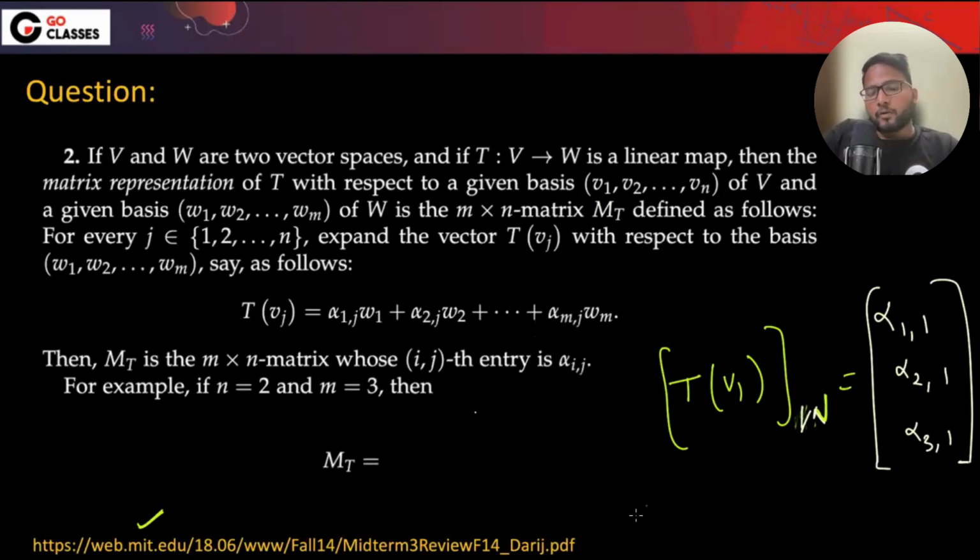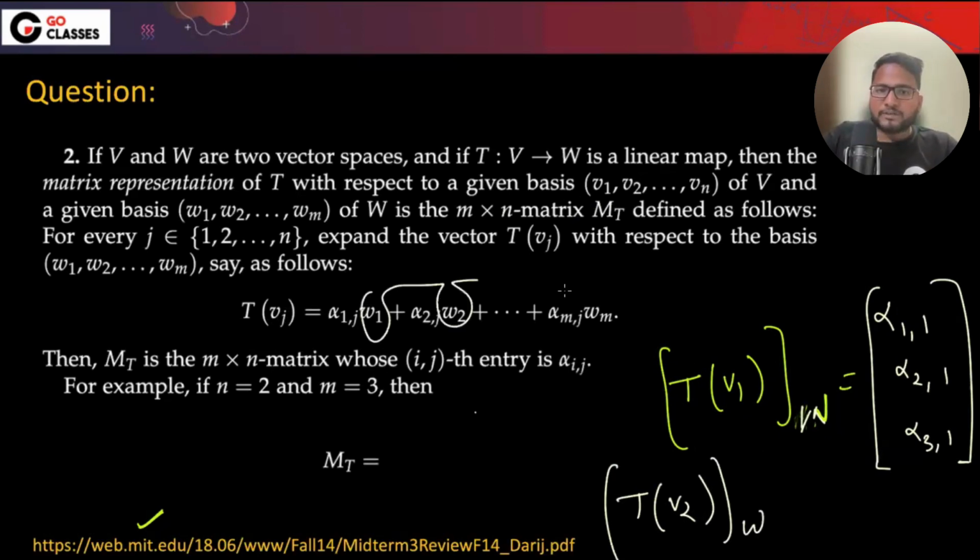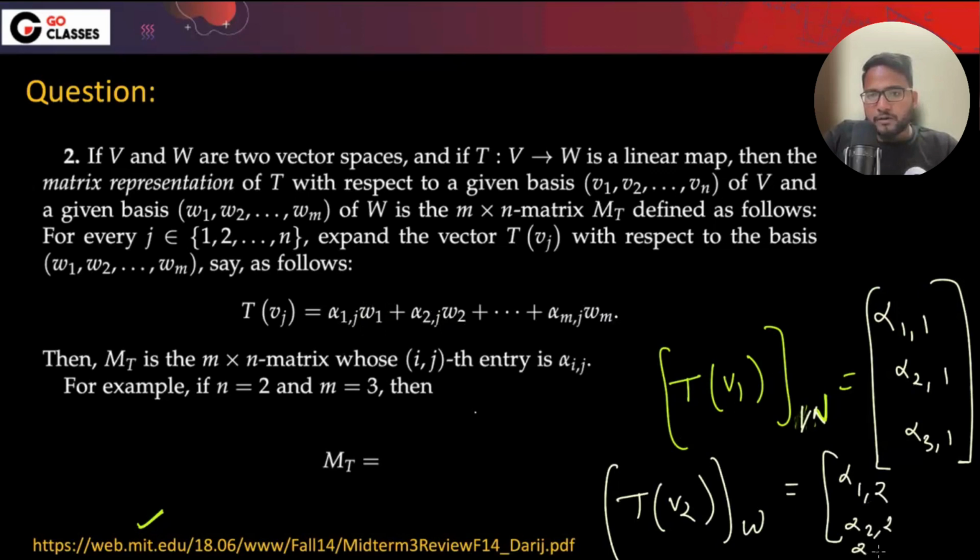right? And what is T of V2? T of V2, you put J equal to 2 with respect to W. Already they have given it with respect to W, right? So for T of V2, you put J equal to 2. It will be alpha 12, alpha 22, alpha 32. The value of M is 3, right? So these are your vectors. I mean, this is your final transformation matrix.